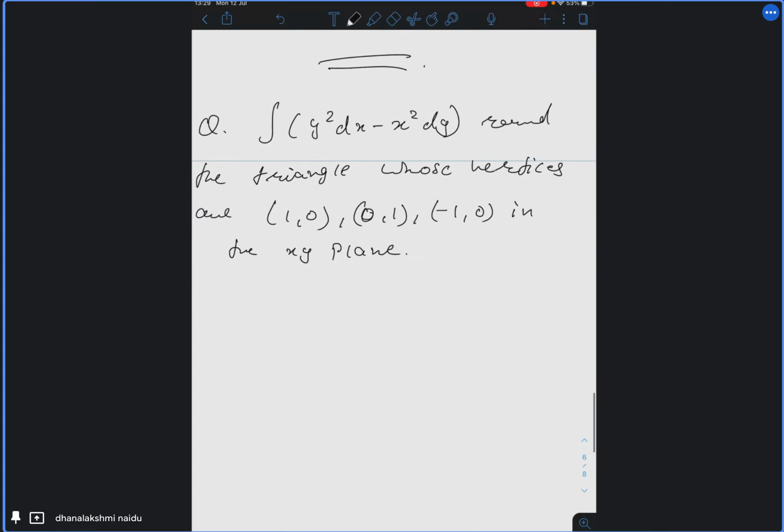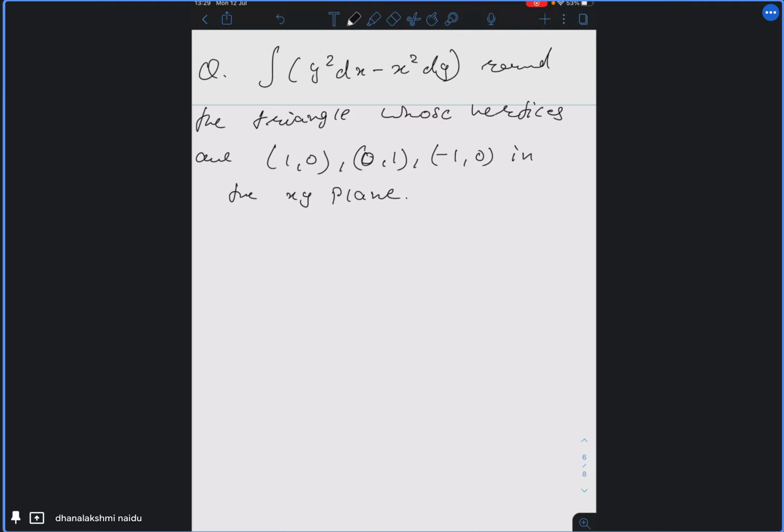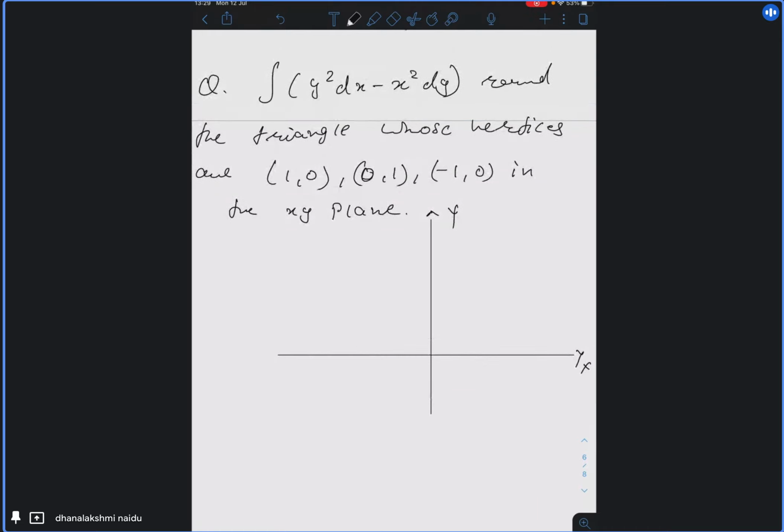Okay, so try to solve it. Actually, what triangle is given to you according to this? If you take this as x-axis, this as y-axis, what is the first point? (1, 0) is given, so let this be (1, 0). So this point is 1 comma 0. Then you have 0 comma 1, so this point is 0 comma 1. Then you have minus 1, 0, so this point is minus 1 comma 0.